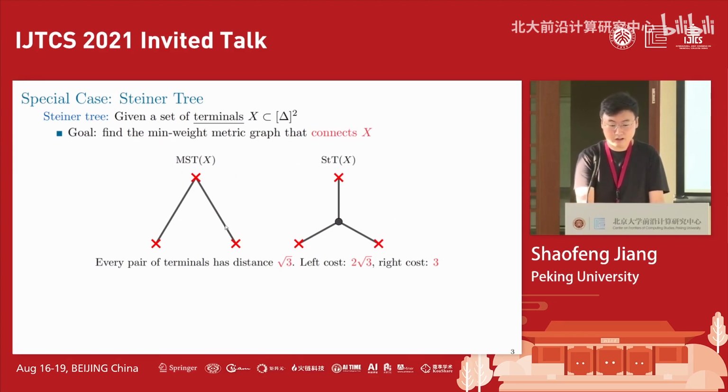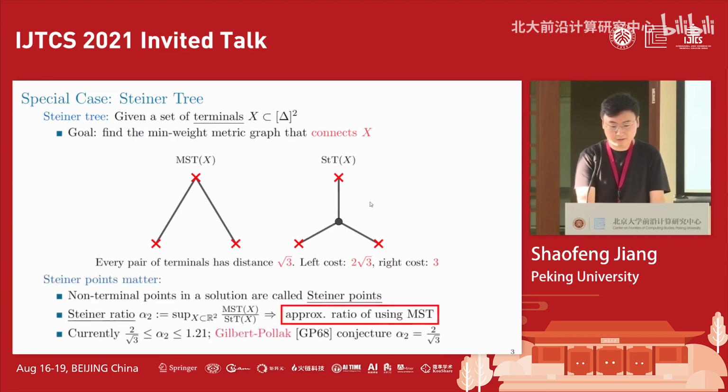It means that this non-terminal point, which we call a Steiner point, really matters in obtaining the Steiner tree. The presence of this Steiner point is really the difference between the Steiner tree and the minimum spanning tree.